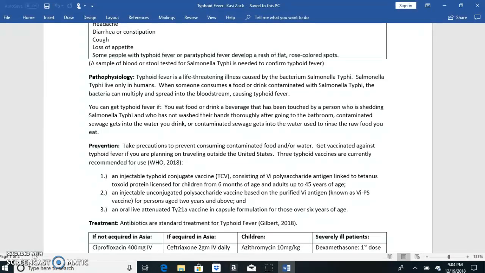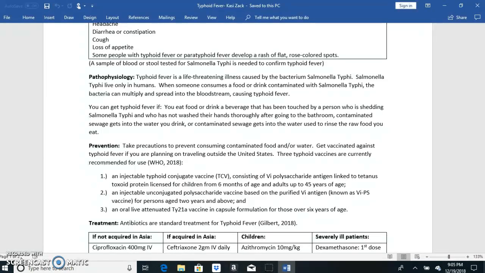So you can get typhoid fever if you were to eat food or drink a beverage that has been touched by a person who is shedding Salmonella typhi and who has not washed their hands thoroughly after going to the bathroom, or contaminated sewage gets into the water you drink, or contaminated sewage gets into the water used to rinse the raw food you eat.